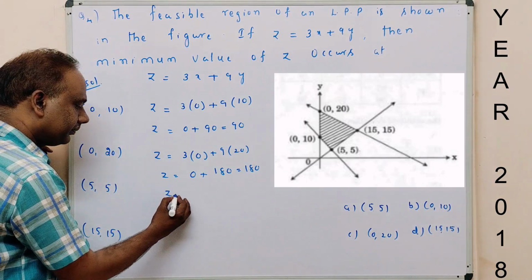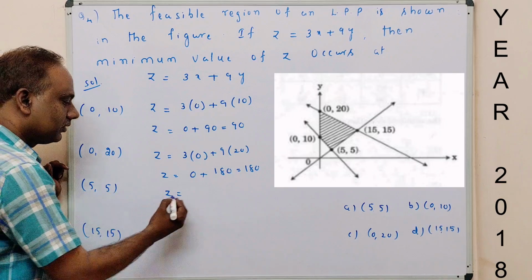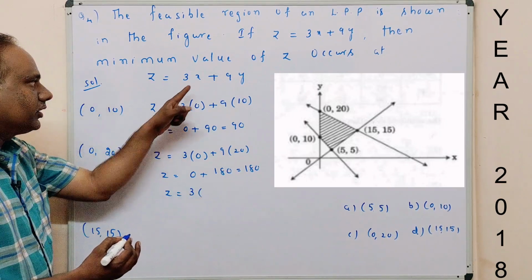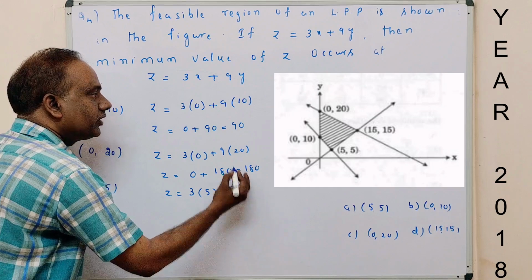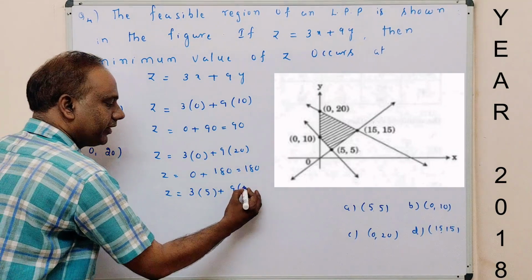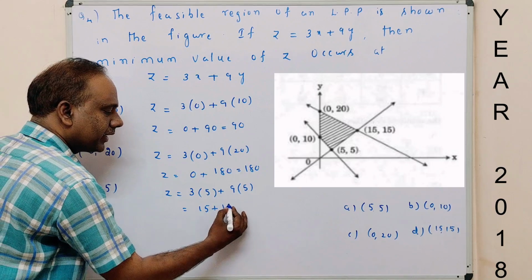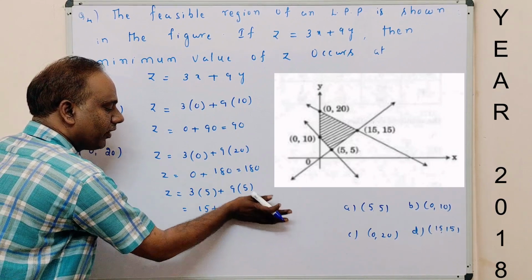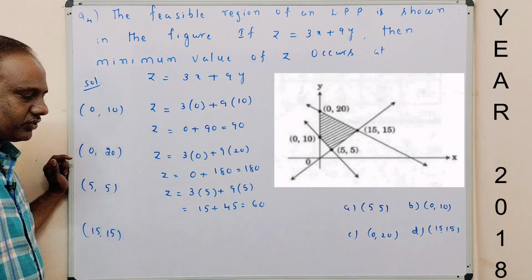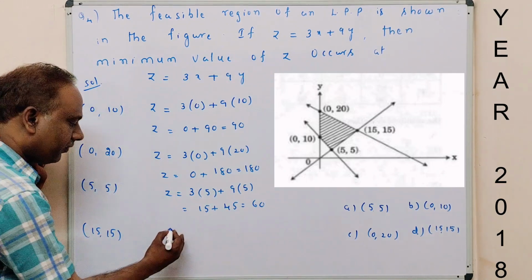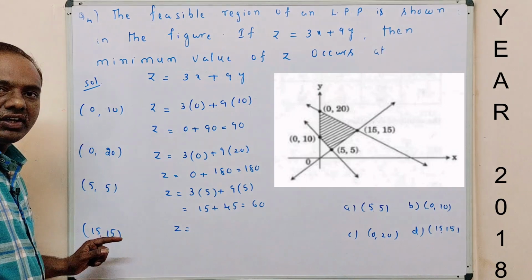Next, z is equal to, it is 5 comma 5 now. That means 3 into, in the place of x you substitute 5, and 9 into, in the place of y also you substitute 5. So it is 15 plus 9 into 5. 9 into 5 is 45. So it is 60. Next, 15 comma 15. So z is equal to x value 15 and y value 15.